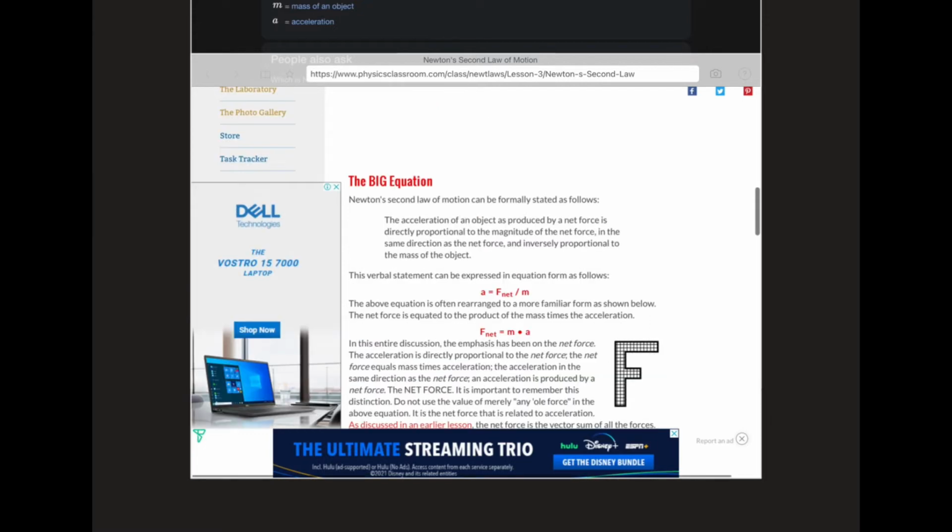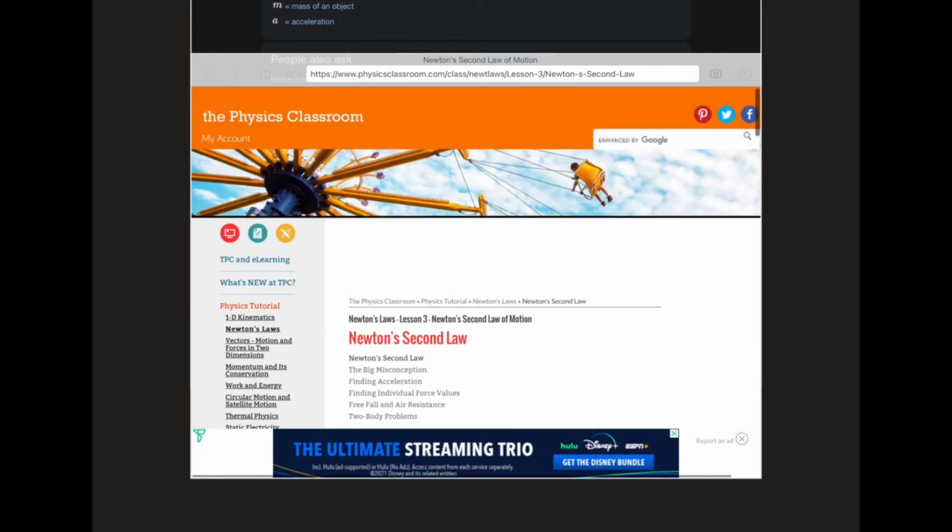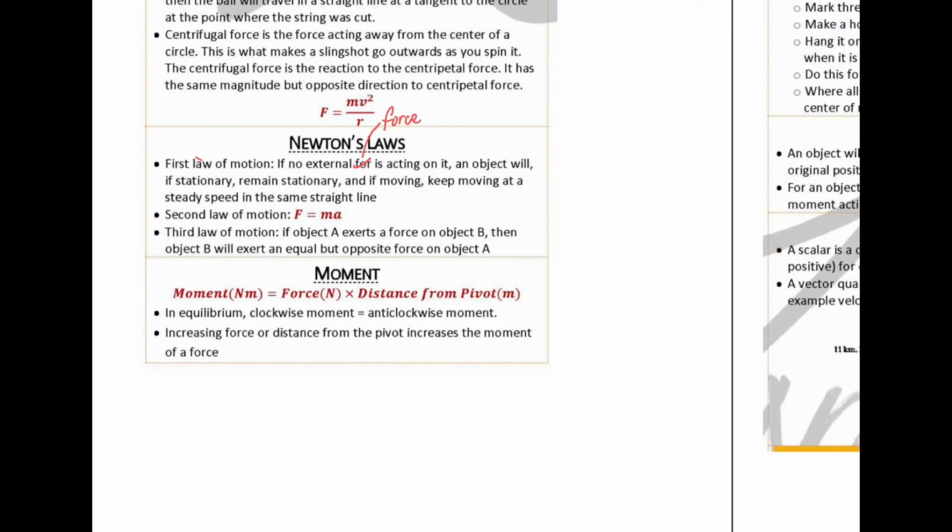Okay, so the equation will tell us this also. You look at the equation: acceleration equals F over m. Since F is above, acceleration is directly proportional to the net force. And m is at the bottom, that means acceleration is inversely proportional to the mass. Okay, so that's the second law.